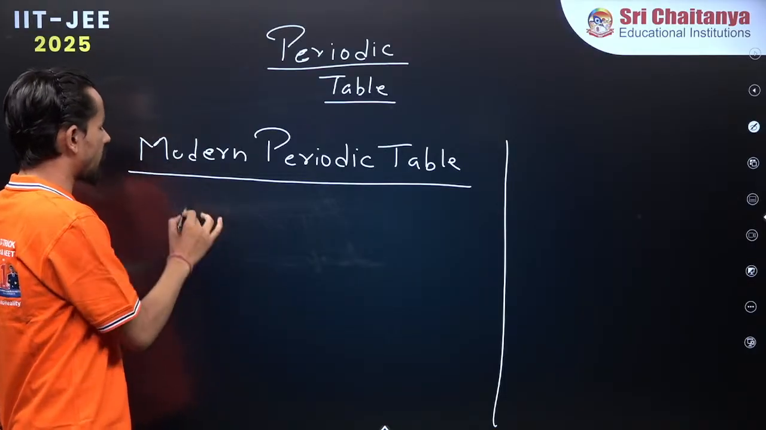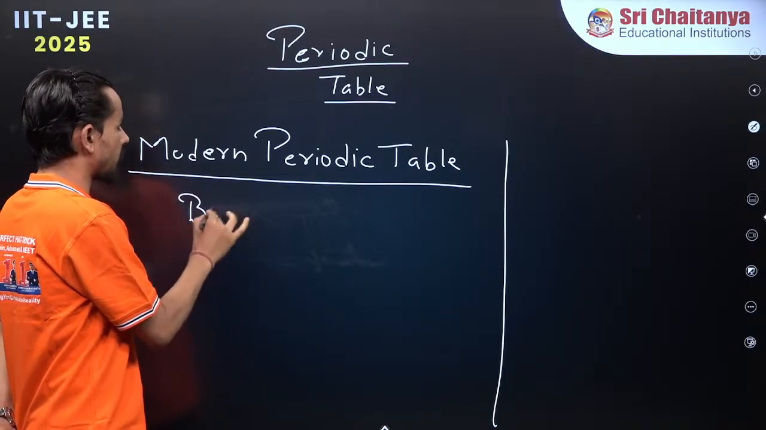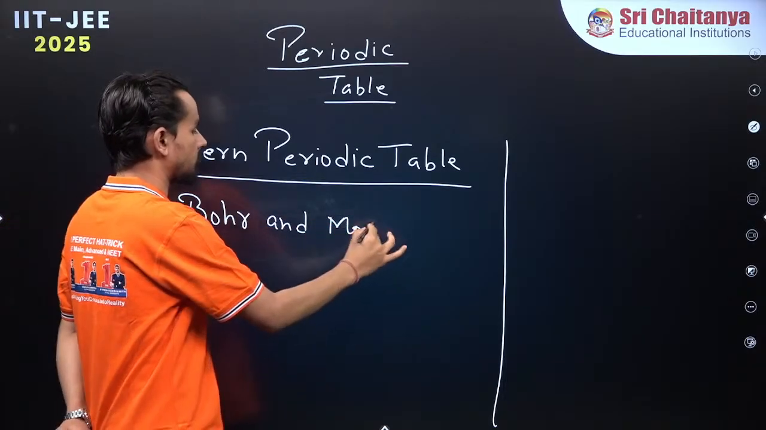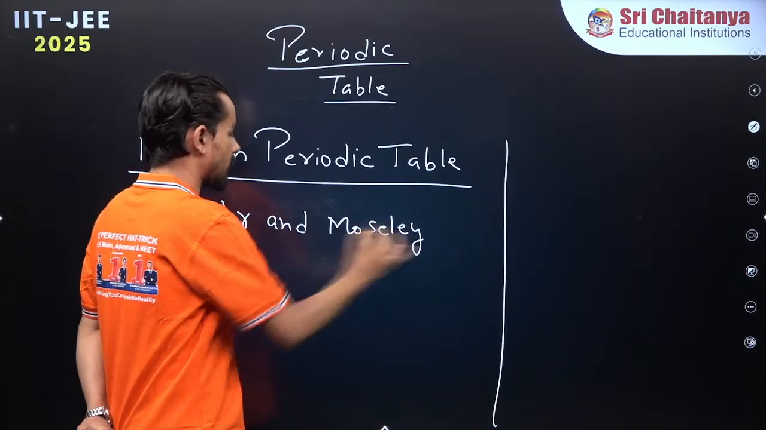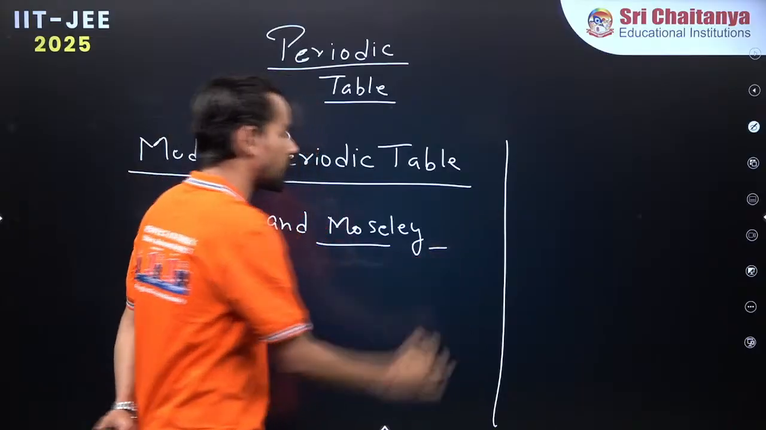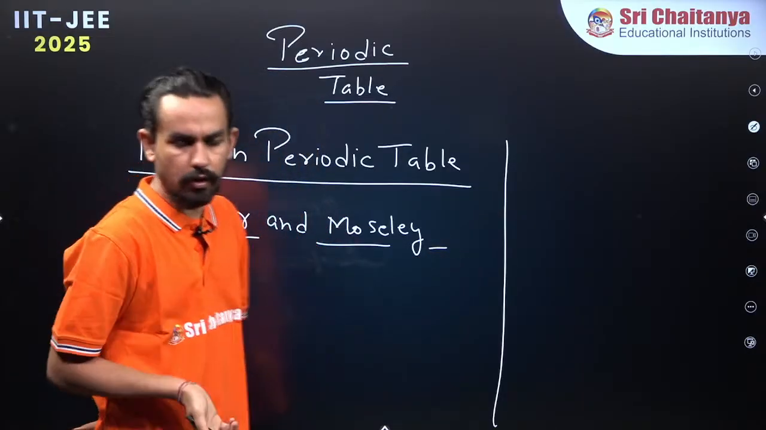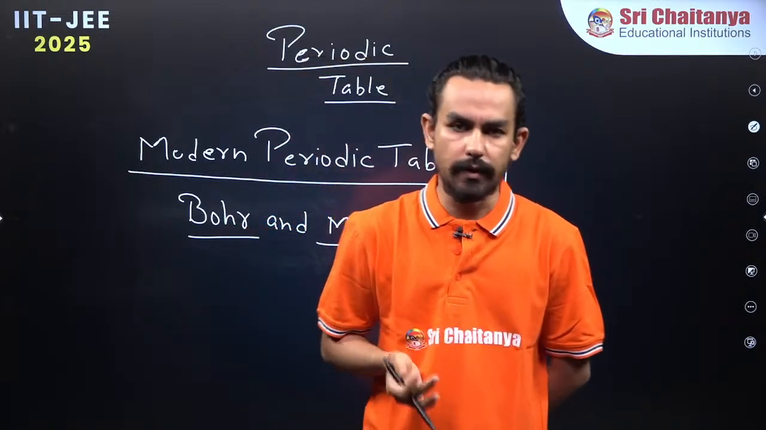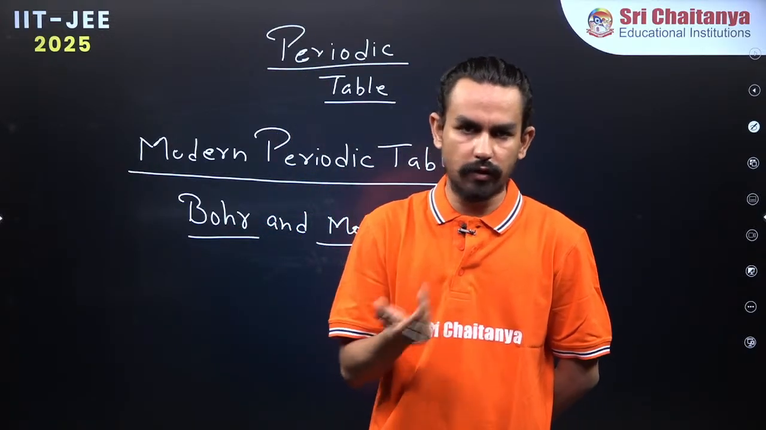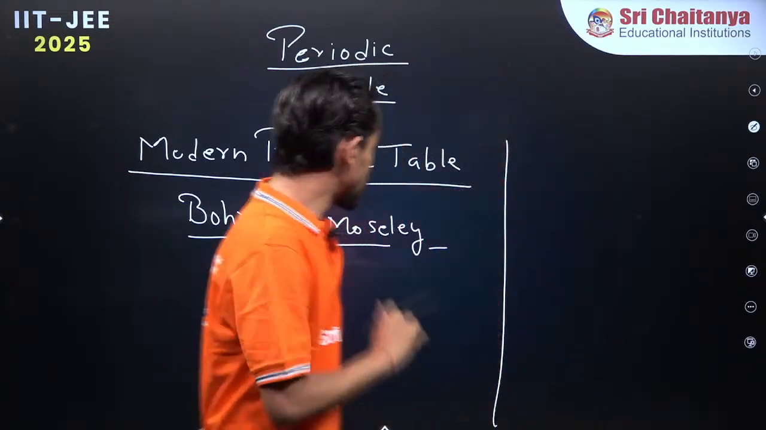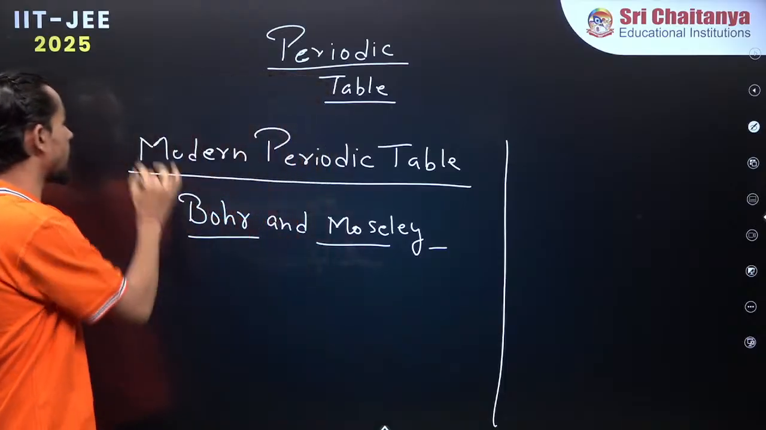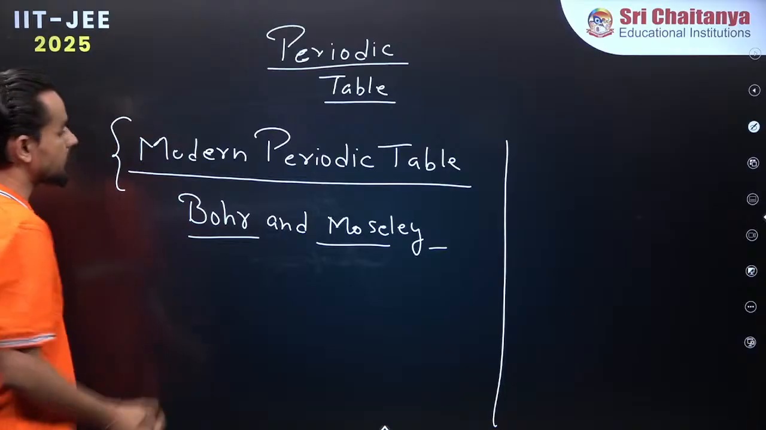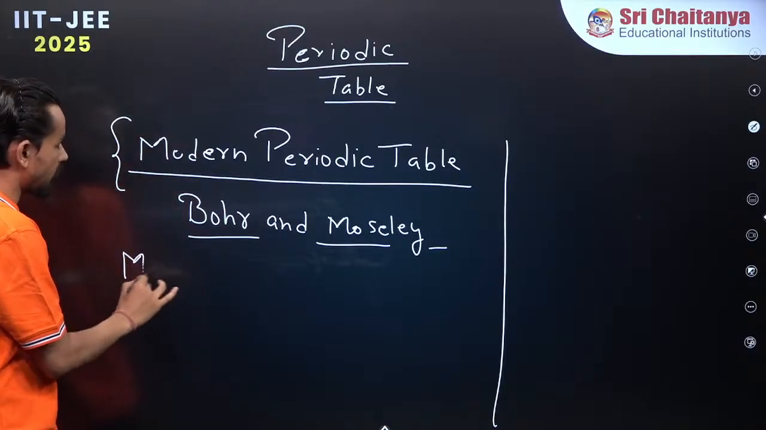So the modern periodic table was given by Bohr and Moseley. There were two scientists. One's name was Niels Bohr, as all of you know, and the other one was Moseley. These two have given us the idea of the modern periodic table, and the law on which it is based is known as the modern periodic law.